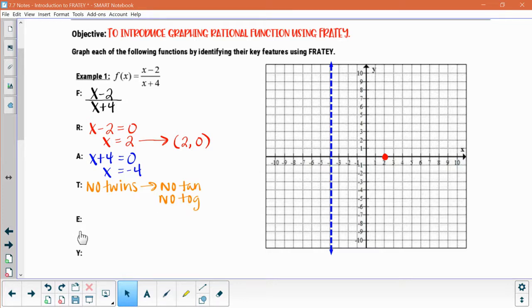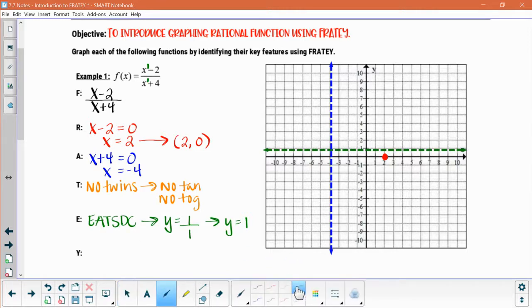E is end behavior, or our horizontal asymptotes. Now I am going to be looking at the coefficients with the highest power. So here I have x to the power of 1, x to the power of 1. And since these are the same, we are in that EATS DC category. Exponents are the same, divide the coefficients. Well, when I just have x by itself, it's a coefficient of 1 over a coefficient of 1. So my horizontal asymptote is going to be at y equals 1.